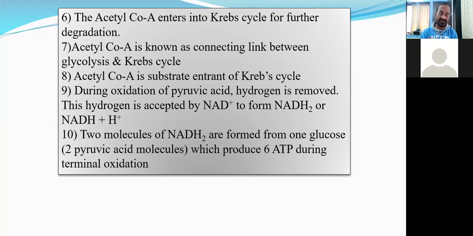Glycolysis is taking place within the cytoplasm. Then the pyruvic acid will be produced. It will be trimmed to 2-carbon acetyl moiety. The 2-carbon acetyl moiety will go into the mitochondrial matrix, where the next step will be there. It is nothing but the Krebs cycle. So this acetyl-CoA is a substrate entrant for the Krebs cycle. Krebs cycle will start from acetyl-CoA, not from pyruvic acid.